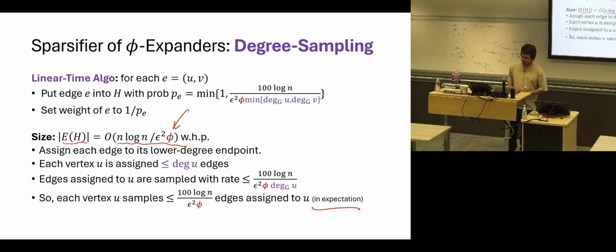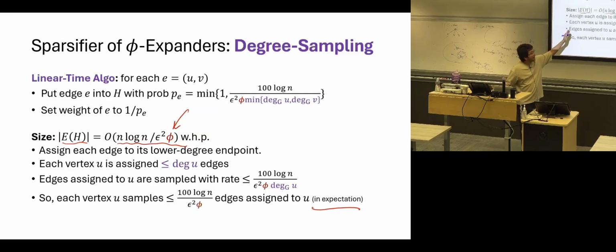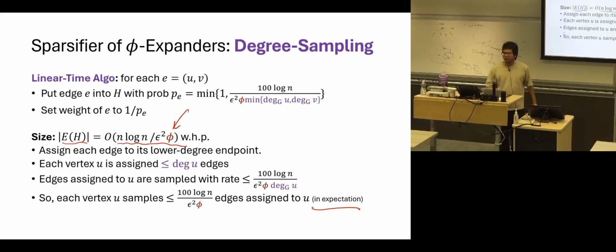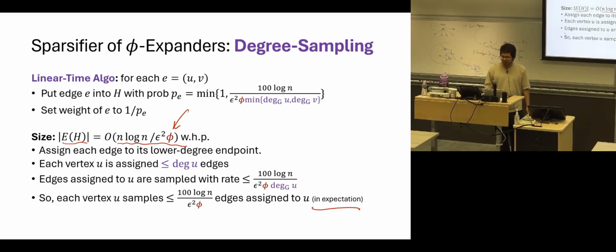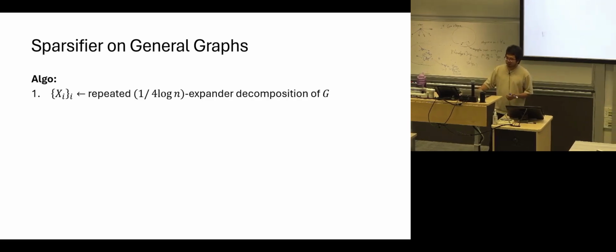Okay. So now we see how to do it on an expander. It's quite easy. A linear time algorithm would work. Let's try to do this in a general graph. Well, we know how to do things on an expander. So what we're going to do is compute the repeated expander decomposition of the graph, and it partitions the edge set into many expanders.